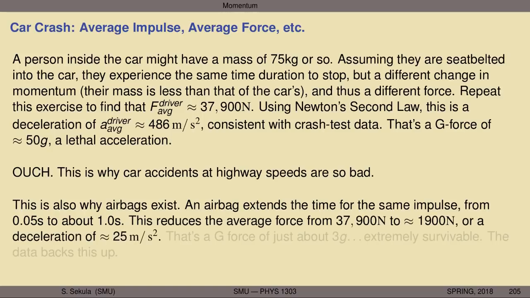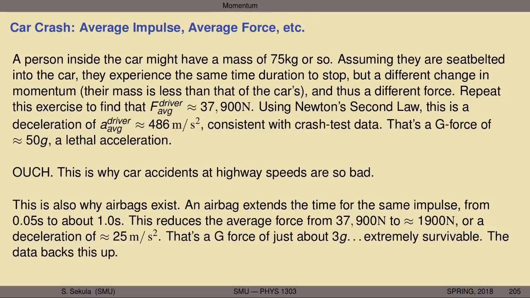This reduces the average force on a human from 37,900 newtons or so down to only 1,900 newtons, which still sounds bad. But using Newton's second law, you'll find that that's a deceleration of about 25 meters per second squared. And as multiples of G goes, that's only about 3 G. That's extremely survivable. It won't feel good, but it shouldn't be too dangerous either. So the data backs up that airbags play a valuable role in reducing harm to the passenger. So maybe this will give you a more human-level sense of scale of what momentum and changes in momentum mean on the person sizes of things.